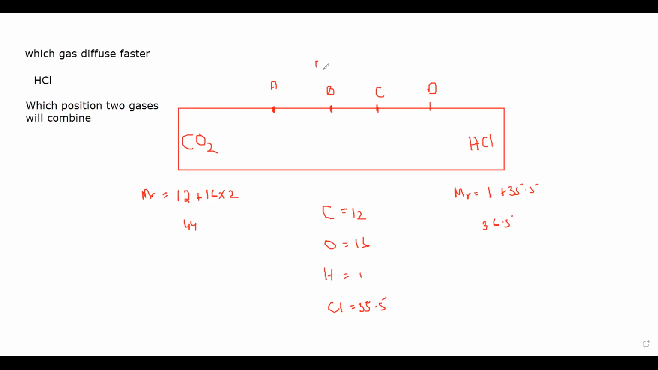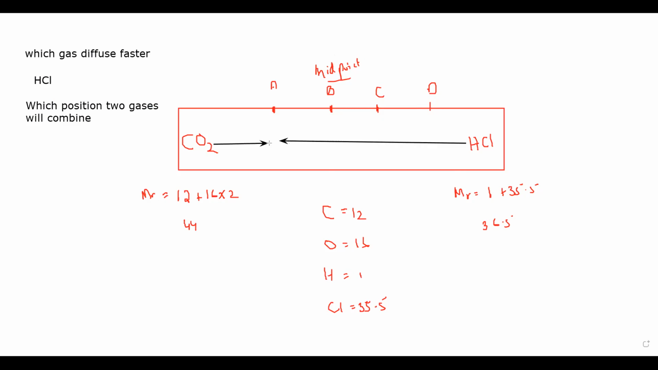For example, if B is the center, B is the midpoint. So they cannot join at the midpoint. Why can they not join at the midpoint? Because B is exactly at the center. So if it is exactly at the center, it cannot join at B. Why can it not join at B? Because they have different masses. And we know HCl is lighter, so it will diffuse or move faster. And CO2 will move slower.